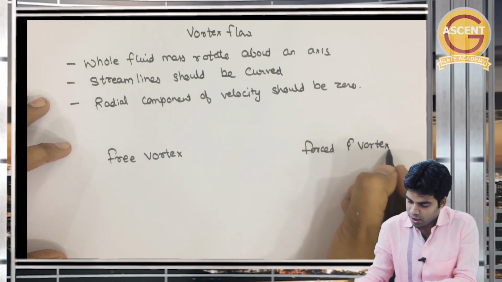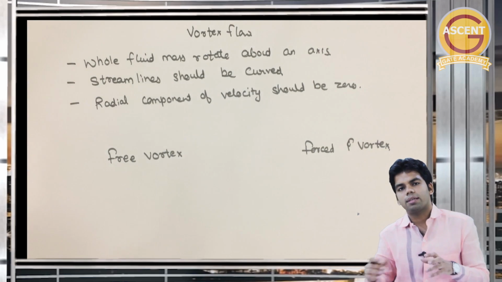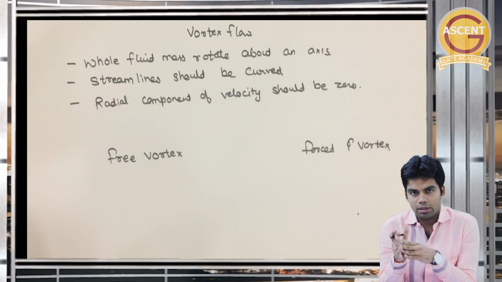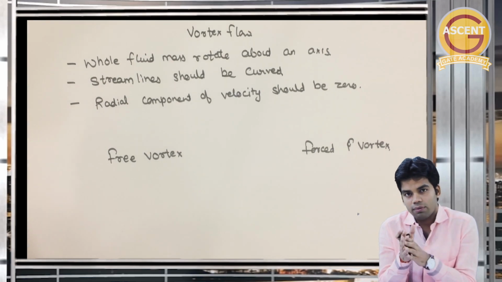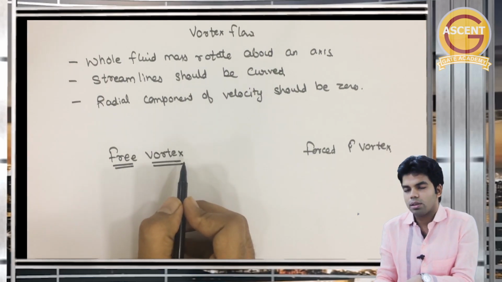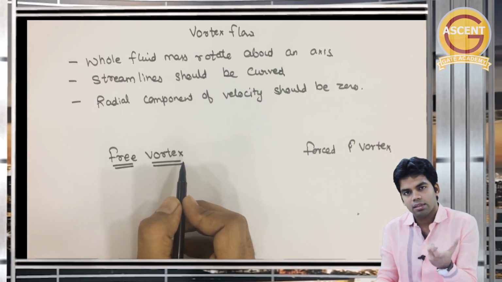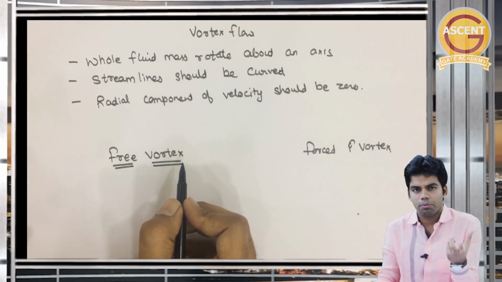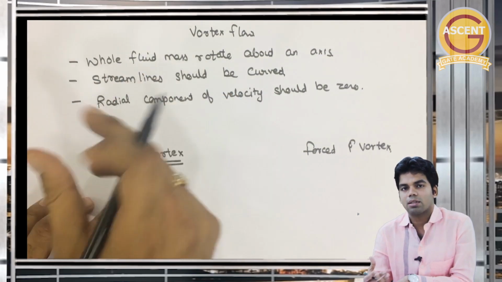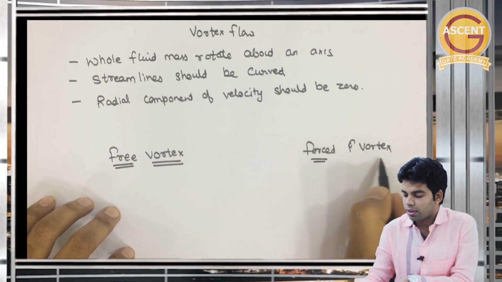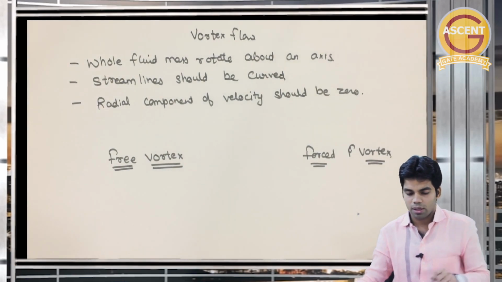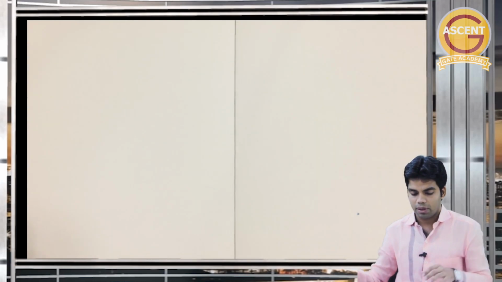Now, what is this free and forced vortex? If the fluid is rotating such that there is no rotation about its own mass center, that means irrotational flow, the vortex formed is known as free vortex. And if the flow is such that there is rotation about its own mass center, then it is called the forced vortex. I will tell you few differences between free vortex and forced vortex, and with that this will be very clear to you.